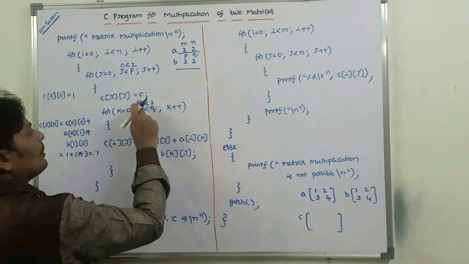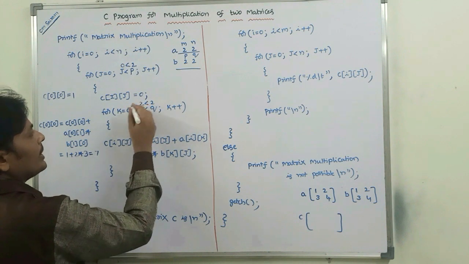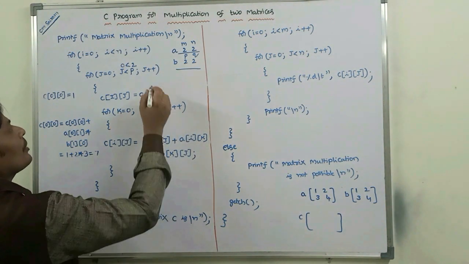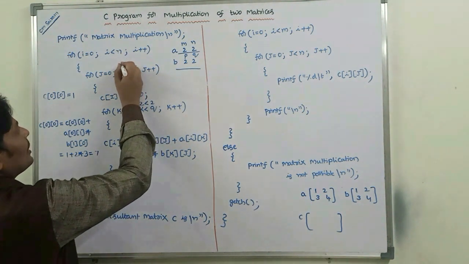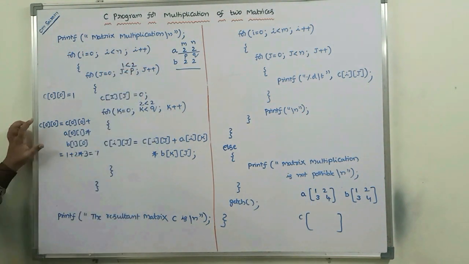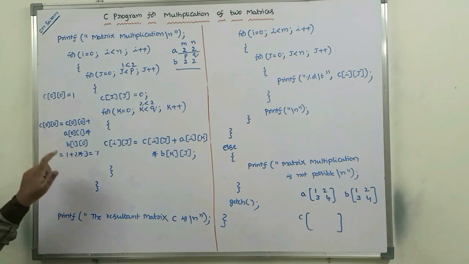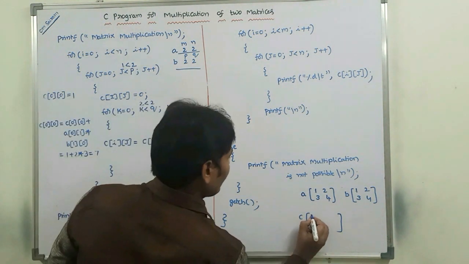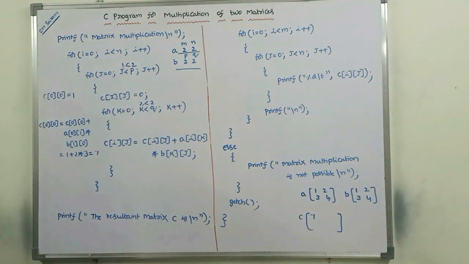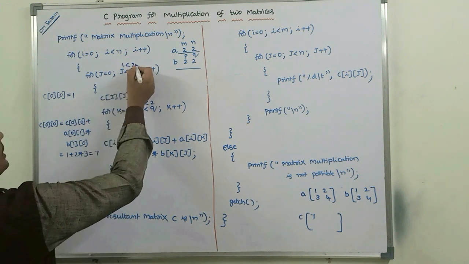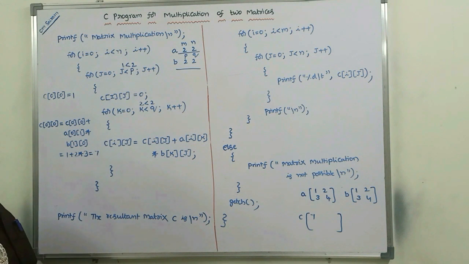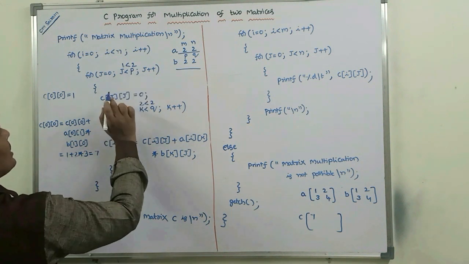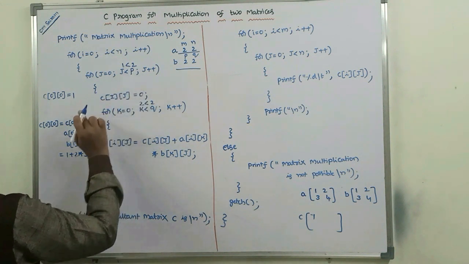After k increment, 2 less than 2, that is false. Then the control goes to the outer for loop. J value is incremented. Now j value 1. In the first step, we are getting C of 0, 0 value is 7. Next one. Now j value is incremented. Now j value 1, 1 less than 2. Condition true. If the condition is true, then the control goes to the body of this for loop.